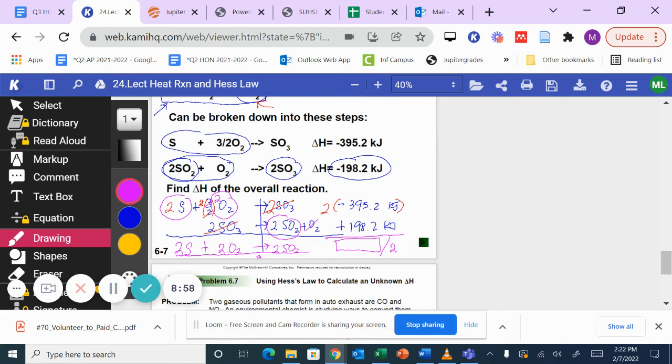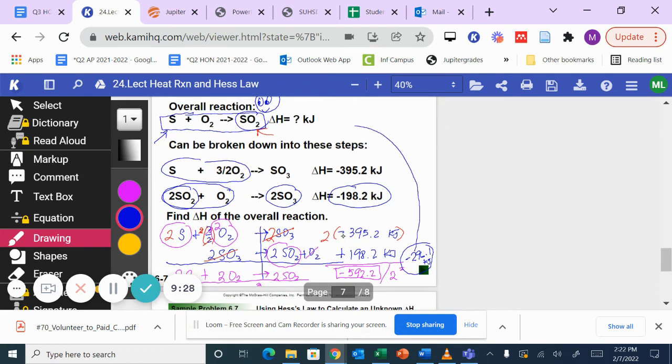Okay, so I'm going to add this up. And when I do that, I'm going to get negative 592.2 kilojoules. And dividing that by 2, the final answer is negative 296.1 kilojoules. So the answer for this overall equation or reaction is negative 296.1 kilojoules.